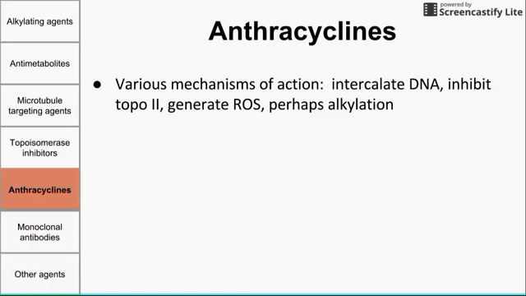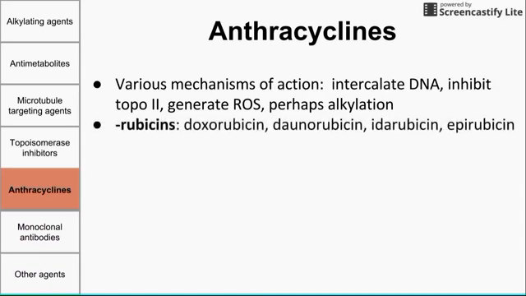They can generate reactive oxygen species that cause oxidative damage to the DNA, and they also might cause alkylation, which, like we saw with the alkylating agents, can cause cross-linking between DNA base pairs and essentially render the DNA useless, kind of like intercalation of DNA. Anthracyclines are easy to remember because they all end in -rubicin. These are the rubicins: doxorubicin, daunorubicin. You can read the rest there. Idarubicin and epirubicin.